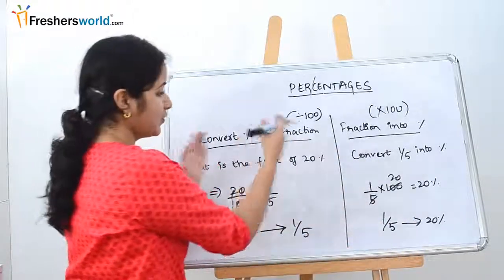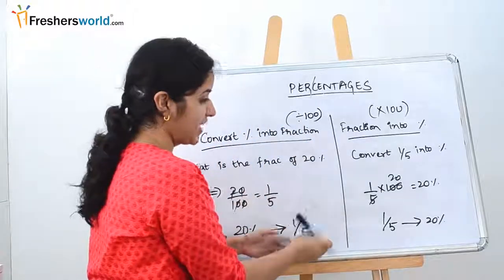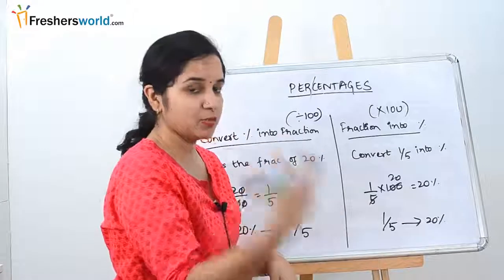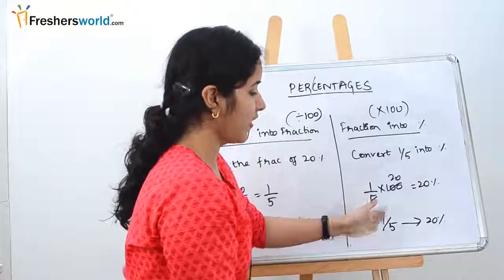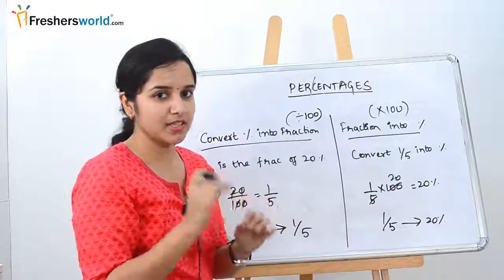So in percentage into fraction, we are converting 20% into a fraction, which is nothing but 1 by 5. Here we are converting a fraction into a percentage, which is nothing but 1 by 5 into 20%. So these are the basic concepts you should know before solving the sums in percentages.